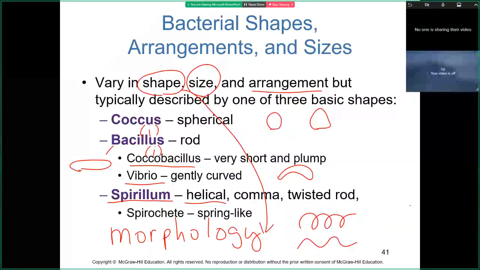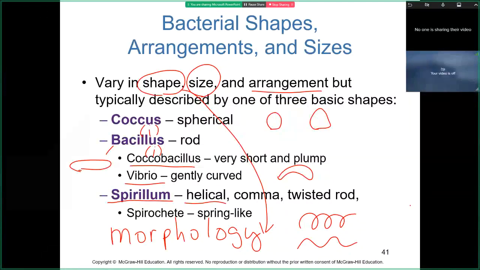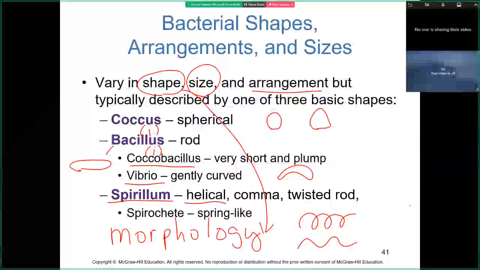There are, as I said earlier, some organisms that really defy pigeonholing in one of these categories or another because they're pleomorphic, so they can change form over time for a variety of reasons. But you need to know those morphologies, all right? And the good thing is often the name of the organism will give a hint about what the morphology is even before you look at it.